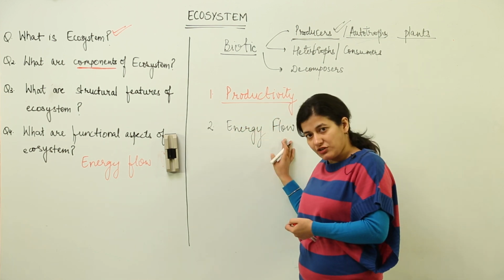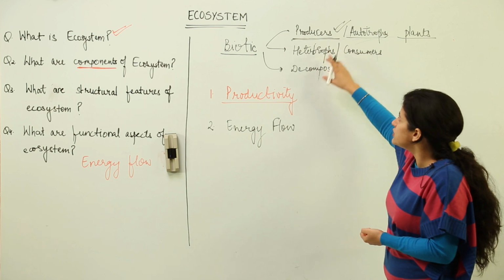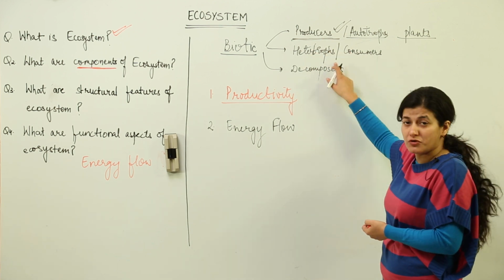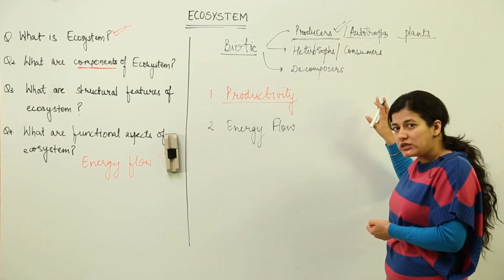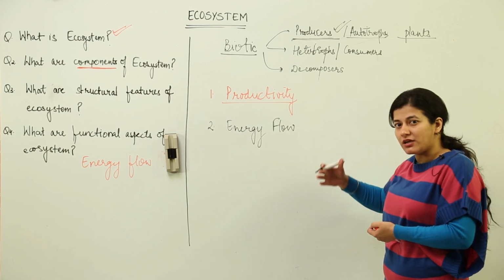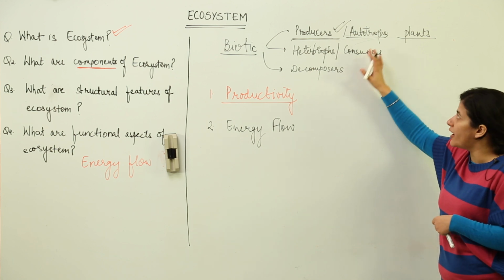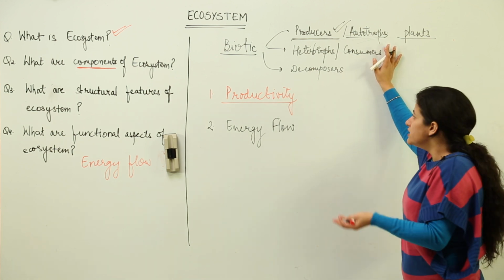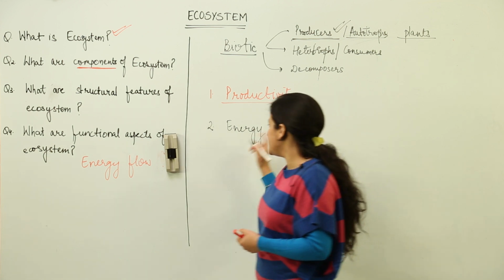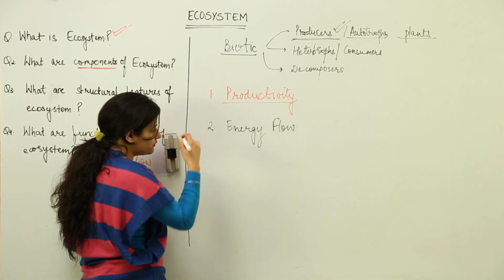Next is energy flow, how this produced energy would go to consumers, because they don't know how to produce energy. They don't know how to convert inorganic energy into chemical energy. All they know is how to convert the chemical energy that they have acquired from the producers into the simplest form of energy that they can utilize, that is ATP, because we are talking about living things over here.